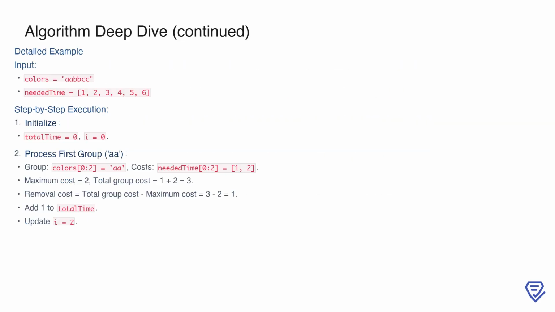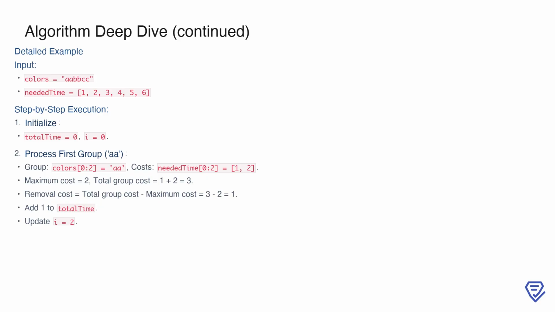Let's go through a detailed example to understand the algorithm step by step. Suppose the input consists of colors equals "abb" and needed time equals [1, 2, 3, 4, 5, 6]. First, we initialize total time to 0 and set the pointer i to 0. We then process the first group, which consists of the two balloons.